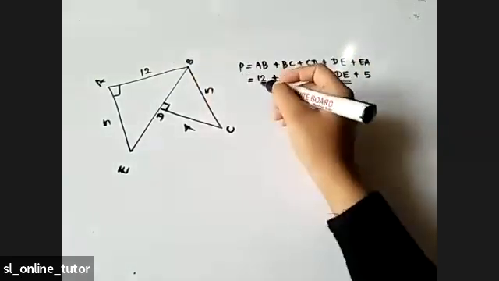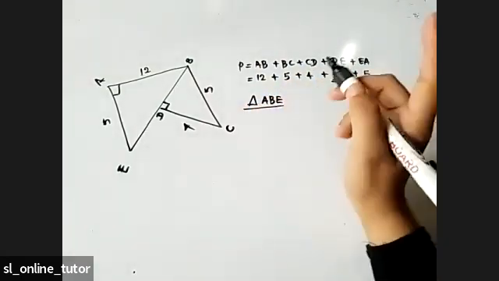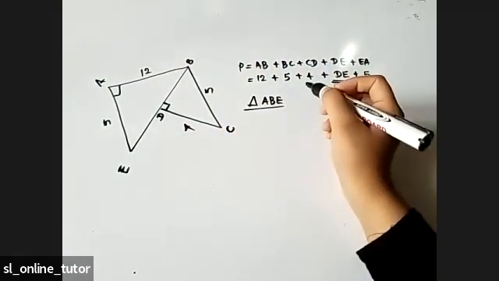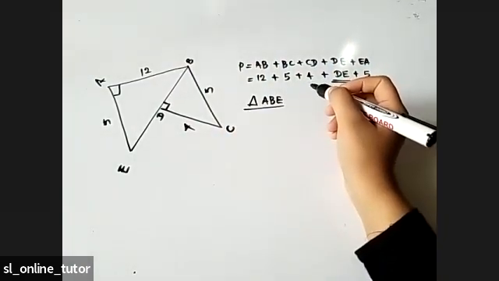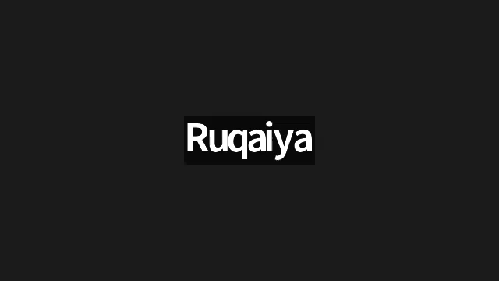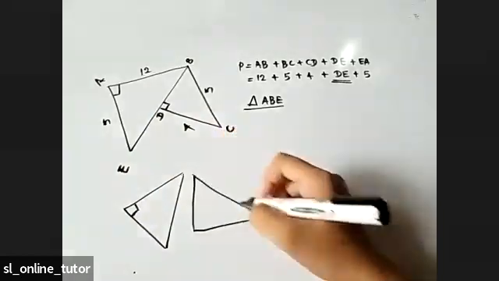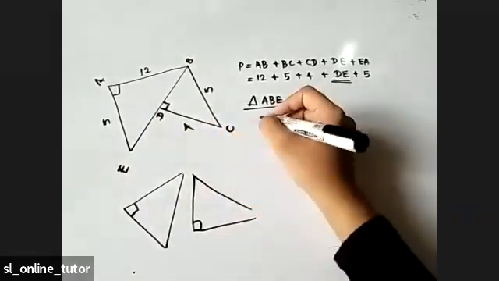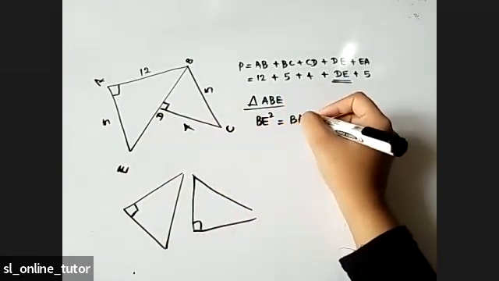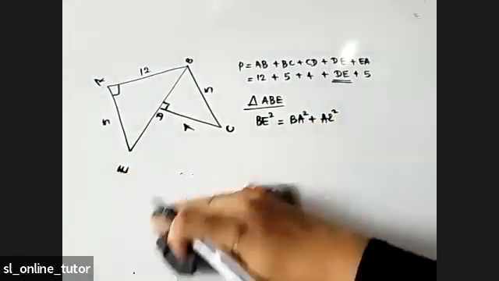How can we find DE now? First of all, you have to consider one triangle. We'll take triangle ABE, right? We are going to apply the Pythagoras. Tell me, in the ABE triangle, which side is the hypotenuse? BE. Yeah, it is opposite the 90-degree angle. So if you keep this triangle standing straight, for BE I can write the Pythagoras theorem. BE squared is equal to BA squared plus AE squared. Can you understand?